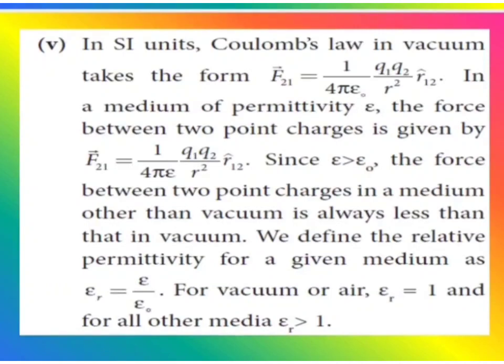The value of epsilon r is equal to epsilon divided by epsilon naught. For vacuum or air, the value of epsilon r, the relative permittivity, is equal to 1, and for all other media the value of epsilon r is greater than 1.